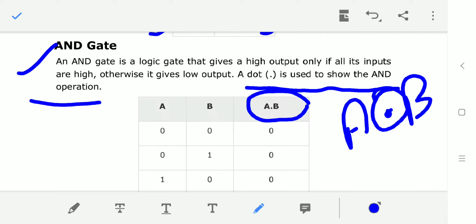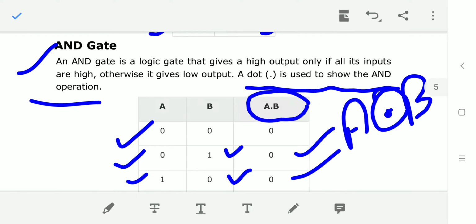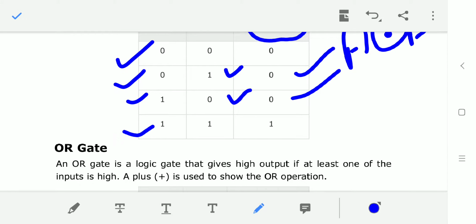The value of A is 0 and B is 0, then A and B, it means A dot B or A and B, the value is also 0. If A is 0, B is 1, then A and B will also be 0. If A is 1, B is 0, then A and B also 0. If value A is 1, value B is 1, then A and B will be 1 in this form, you can see here.